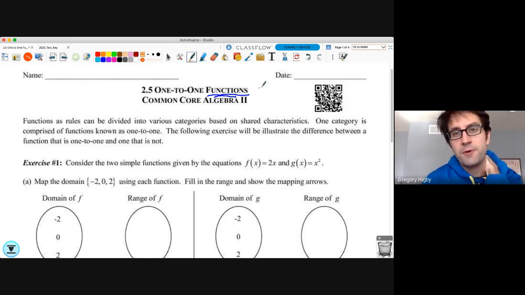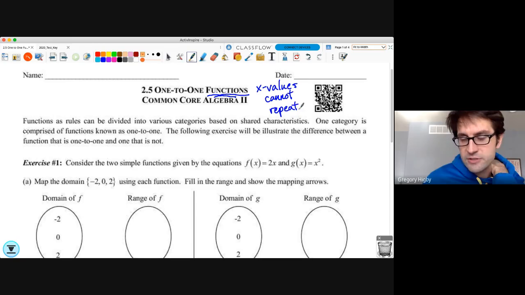So as you remember, functions are where x values cannot repeat. And the reason why I'm bringing that to your attention, because we did that in an earlier unit, is if something is 1 to 1, well, the first one is explaining that the x values cannot repeat. The second one that's written in this phrase is saying that y values cannot repeat.